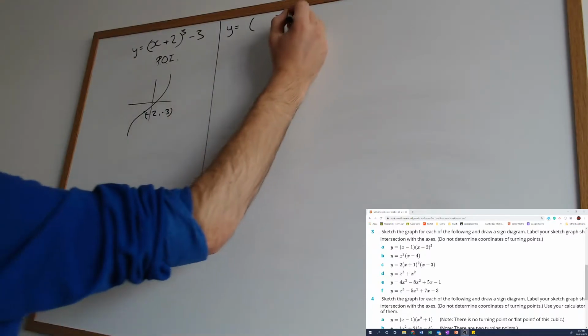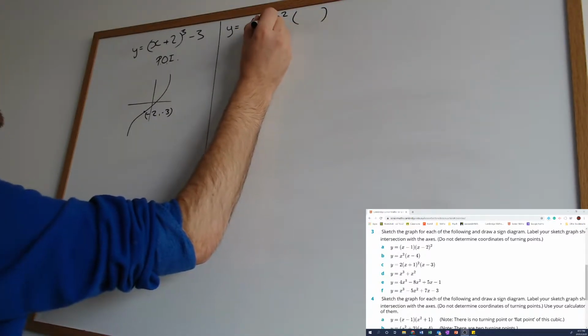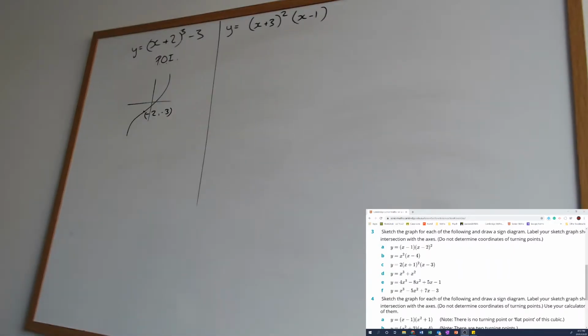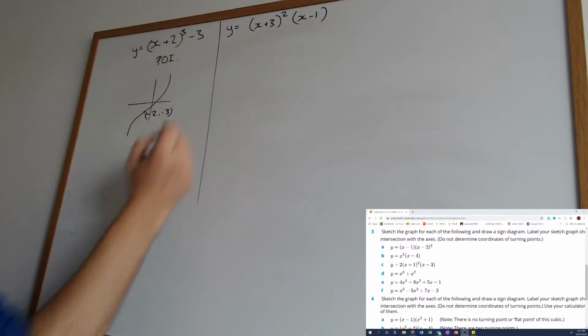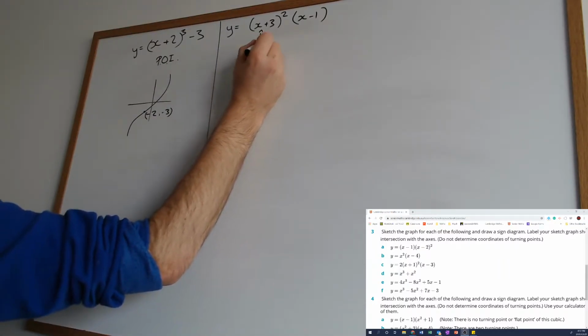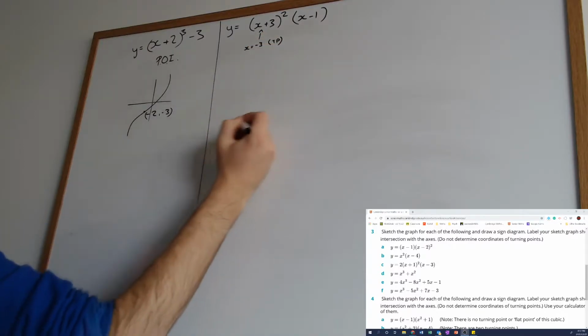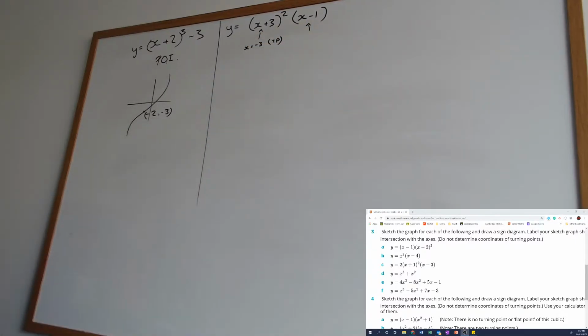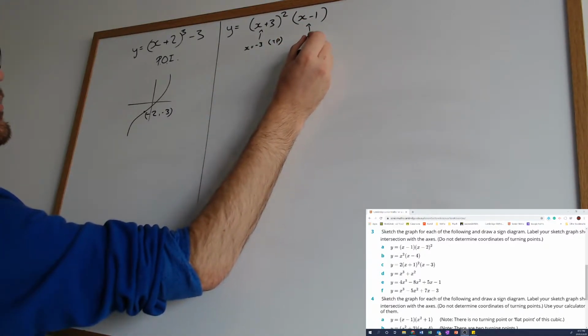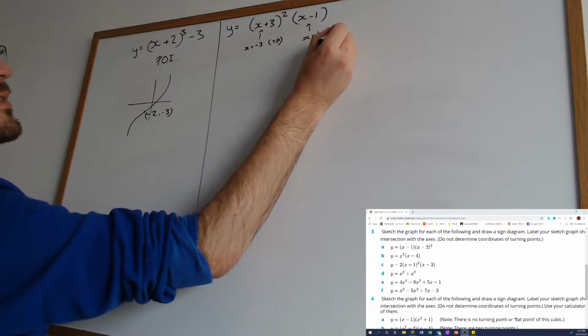The other way it might look is if you have one of the brackets squared and the other bracket is just a linear function. So let's say (x plus 3) all squared, (x minus 1). If the bracket is squared, it means it has a turning point at that x value. The x value that would make that bracket 0 is -3, so at x equals -3, there's a turning point. And if it's a linear factor, x minus 1, the x value that makes that bracket 0 is +1, so that means it has an x-intercept.